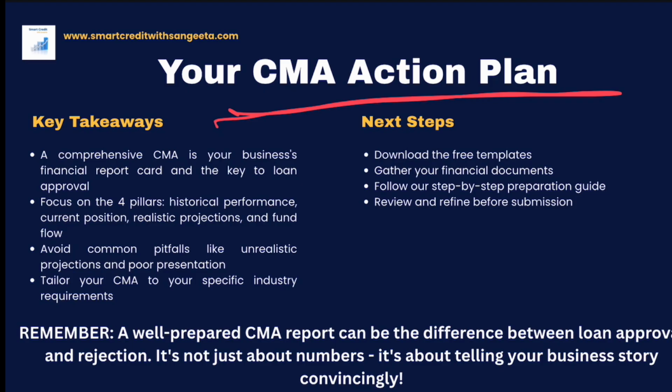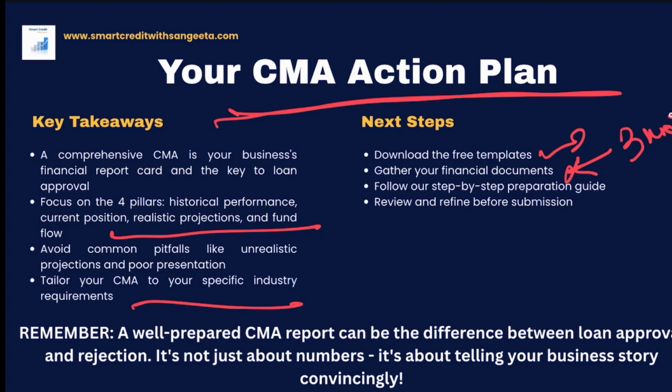Focus on 4 pillars, I told you: historical performance, current position, realistic projections, and fund flow. And always avoid common pitfalls like unrealistic projections and poor presentation. Tailor your CMA to your specific industry's requirements. I would prefer that you go for professional help, because they know what to do, right? Next step is download the free templates from my website, gather your financial documents, and always check in 3 months. In every video I focus on this. Always check your documents every 3 months.